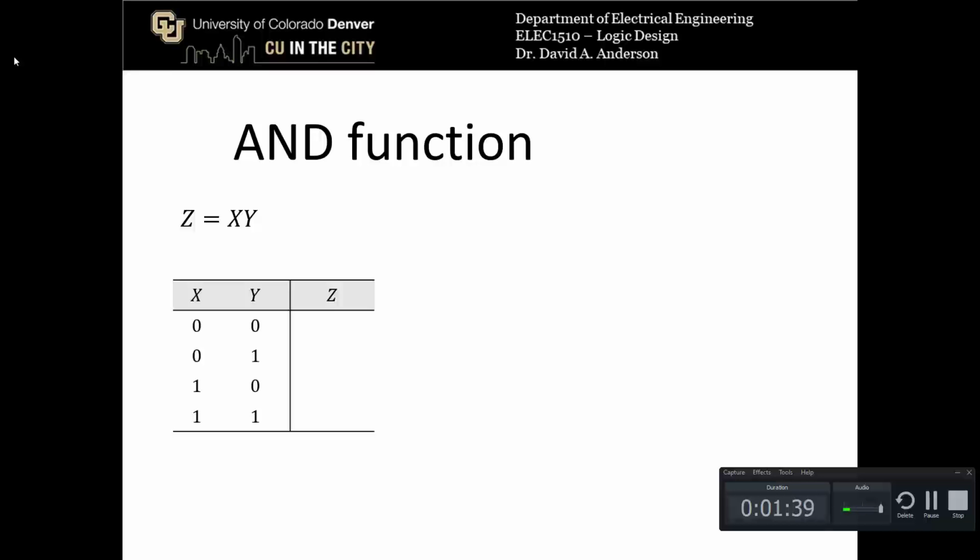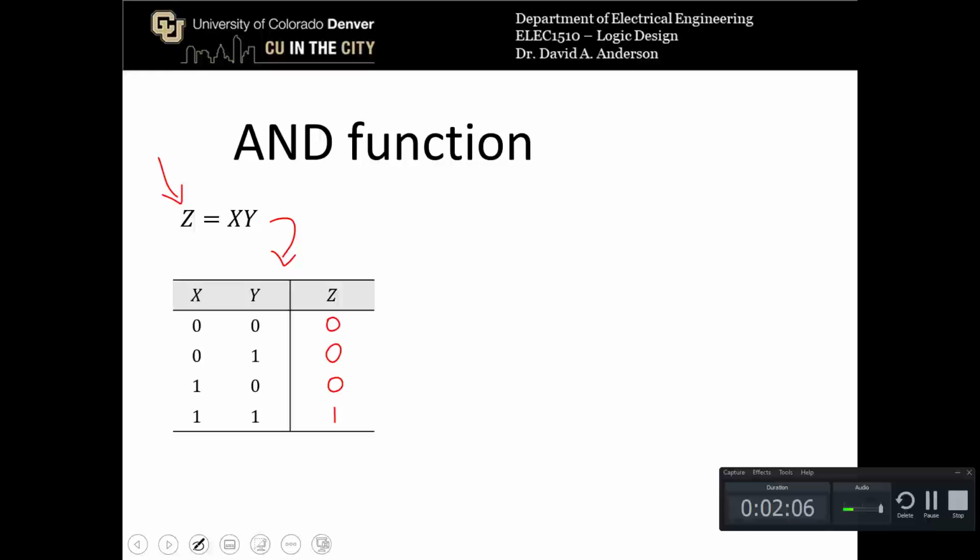All right, so let's begin with a function, the AND function, a very simple function. I have the simple function here, z equals x and y, and then a truth table. I'll fill in this truth table. We know that z is only going to be a 1 when both of the inputs are a 1, so there's only one row.